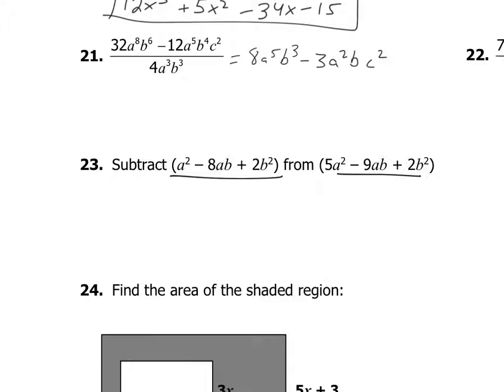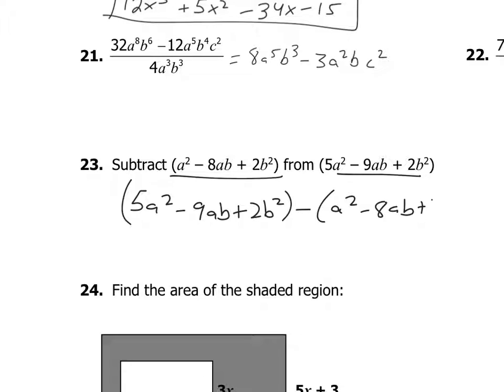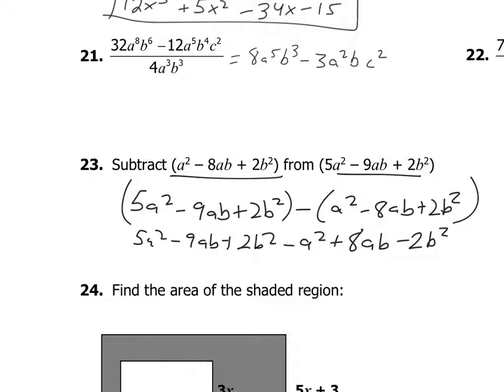Subtract this from this, okay? So that would be 5a squared minus 9ab plus 2b squared minus a squared minus 8ab plus 2b squared. So we're subtracting, so I'm going to change everything in the second polynomial to its opposite. So that would be negative a squared plus 8ab minus 2b squared. And then we just combine like terms. So if you do that, our video is already pretty long, so I'll just do it. 4a squared, the b squared terms cancel, minus ab. That should be your answer for number 23.